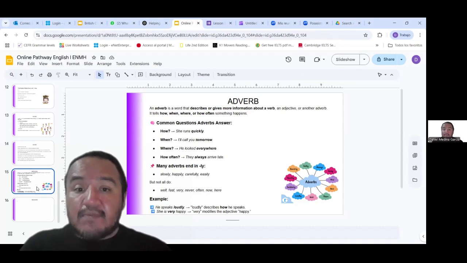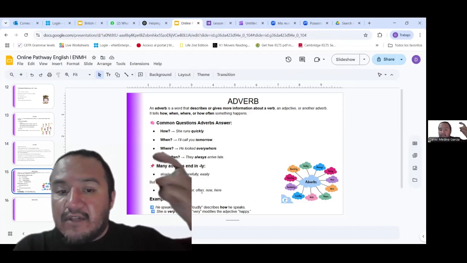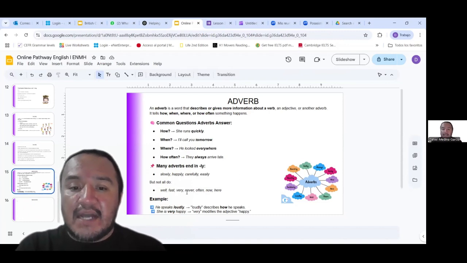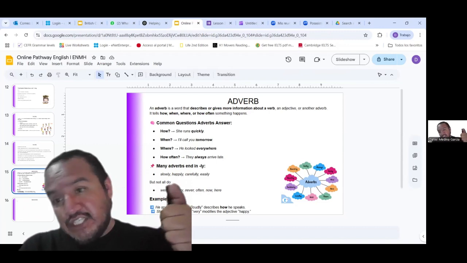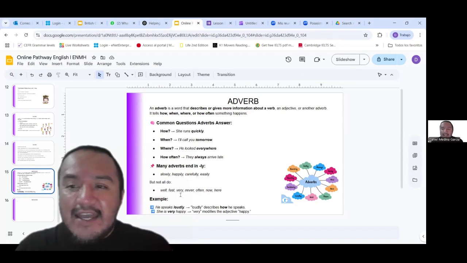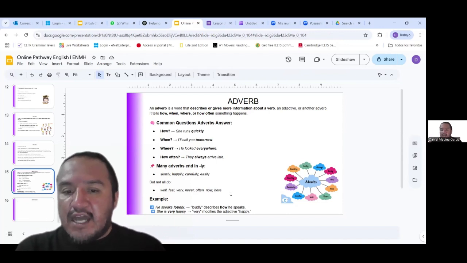The majority of the adverbs are going to finish in -ly, like slowly, happily, carefully, easily. But not all of them follow this pattern. You can use well, which is the adverb of good. Fast, for example, we don't use fastly. In fact, nobody's using fastly anymore. Very, never, often, now, and here.